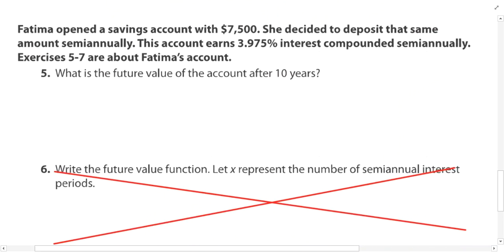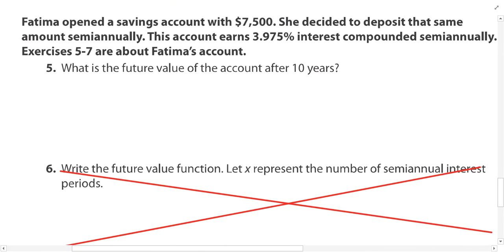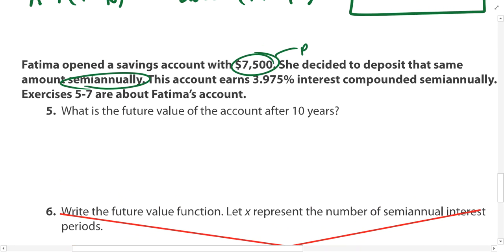Okay, now number 5 here. Fatima opened a savings account with $7,500, and she decided to deposit that same amount semi-annually. So it looks to me like we've got an investment or principal amount of $7,500 that's being invested semi-annually. So that happens twice per year. Our N value is 2. We've got an R value of 0.03975. And let's see here, we need a T.